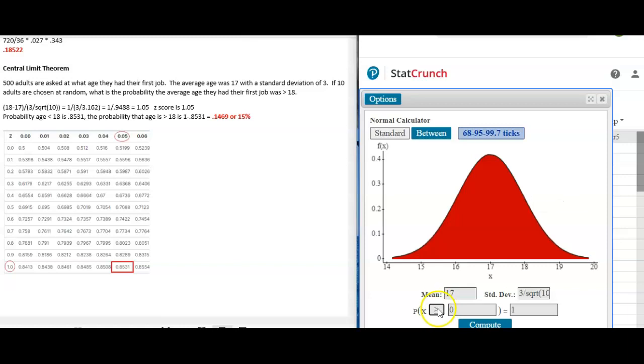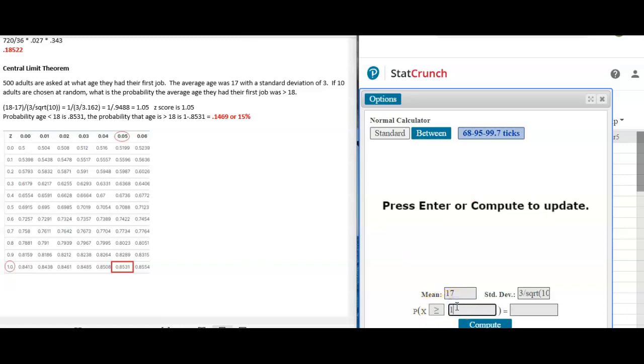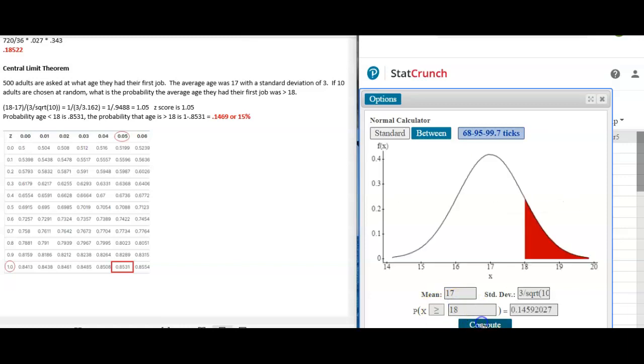You can't see it, but it's just an option. I'm going to put in 18 here, compute, and I get 0.1459. I have a little difference here, probably just due to the rounding that I did along the way. But if we round this to 2 decimal places, again, we have 0.15 or 15%.